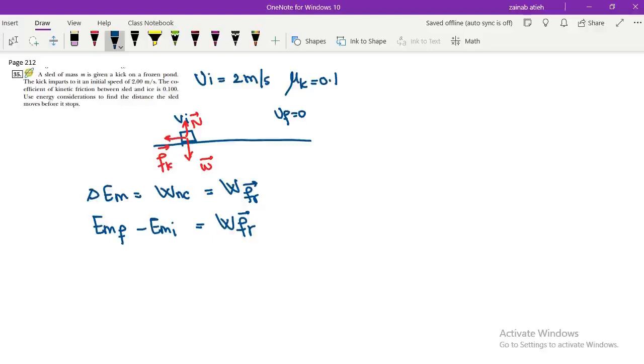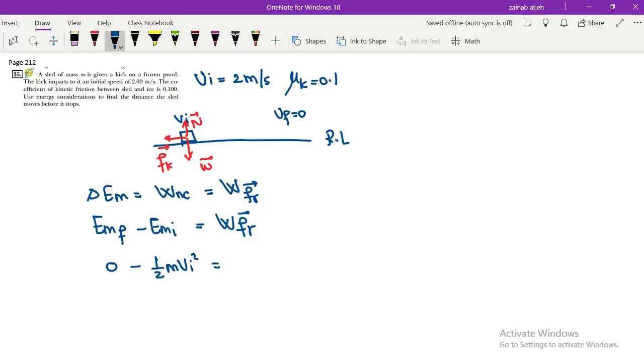Finally, EPG I will consider 0. This is my reference level, so EPG equals 0. I don't have elastic energy, so finally it's 0. Minus E mechanical initial: it had speed, so there is EK. There was no EPG because I took the reference at the ground. And there is no elastic, so it's half m v initial squared. It's equal to work of friction.